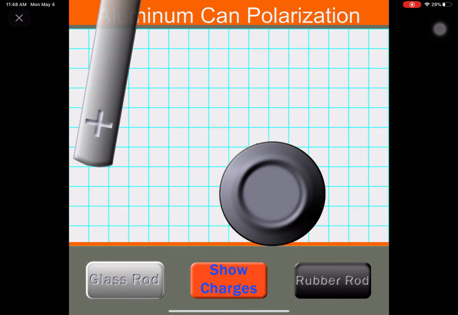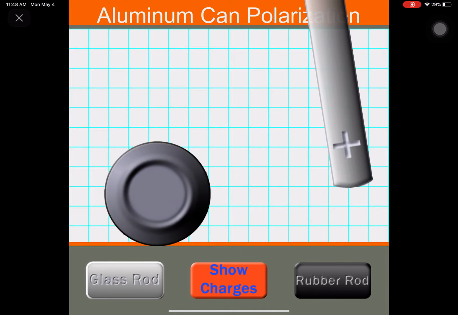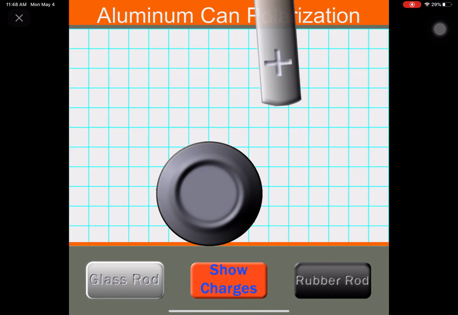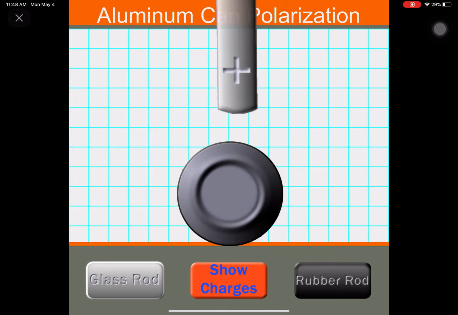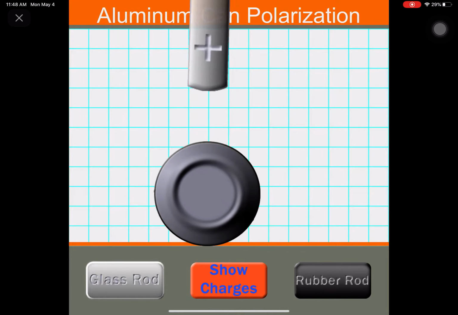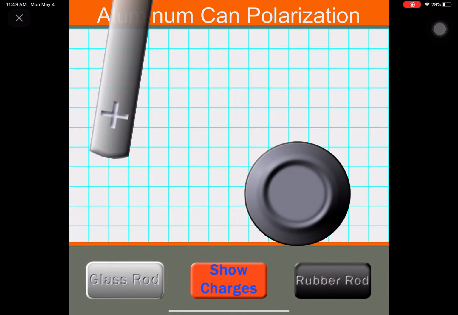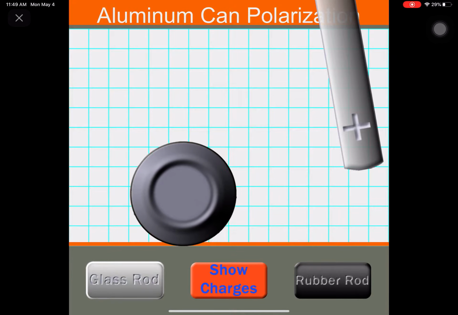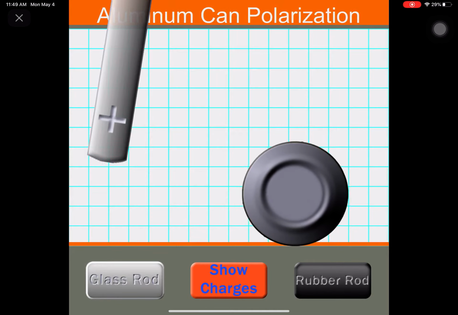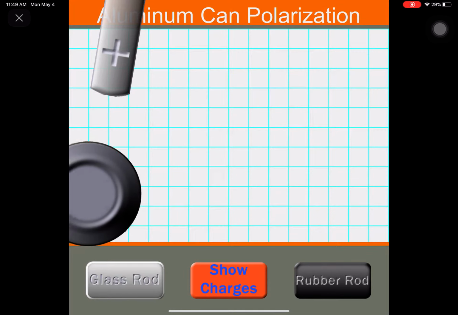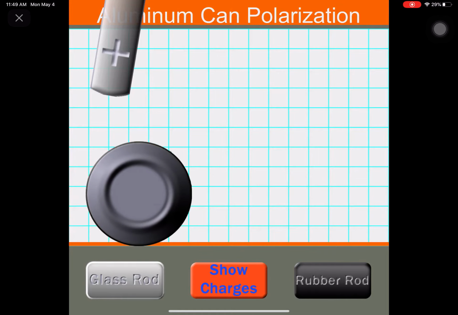That aluminum plate is neutrally charged. Now, I haven't shown you the charges, but what do you think's going on? Why is it attracted? Same idea of polarization. Remember, this rod is positively charged. The aluminum is neutral. Something has to be happening in order for it to be attracted to it. So let me show you the charges.